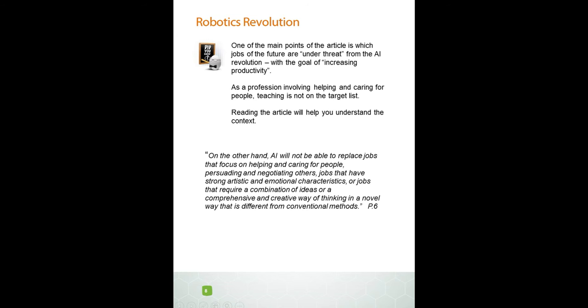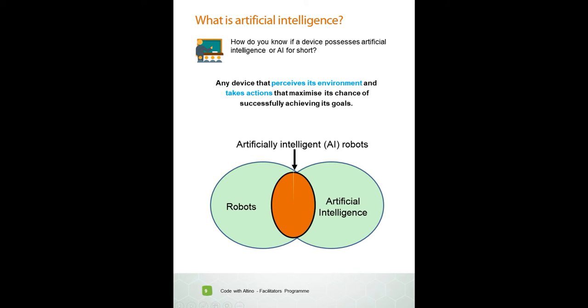One of the main points of the article is which jobs of the future are under threat, for want of a better term, from the AI revolution with the goal of increasing productivity. As a profession involving helping and caring for people, teaching is not on the target list. Reading the article will help you understand the context. So from page 6, on the other hand, artificial intelligence will not be able to replace jobs that focus on helping and caring for people, persuading and negotiating others, jobs that have strong artistic and emotional characteristics, or jobs that require a combination of ideas or a comprehensive and creative way of thinking in a novel way that is different from conventional methods.